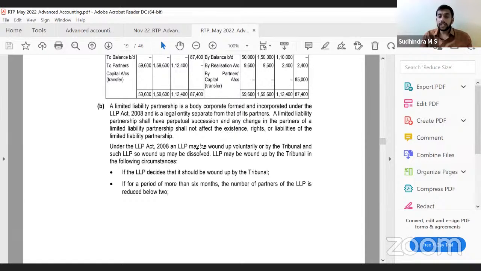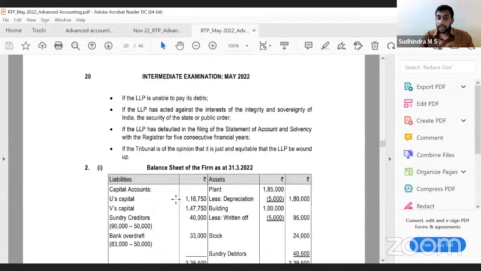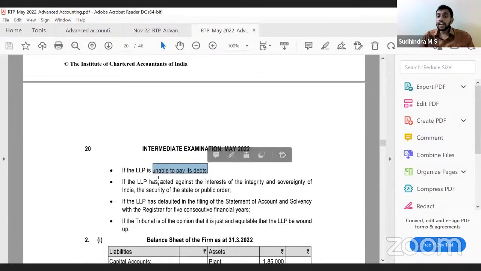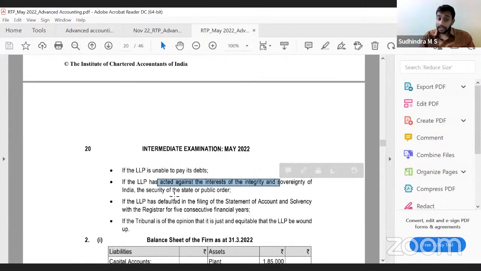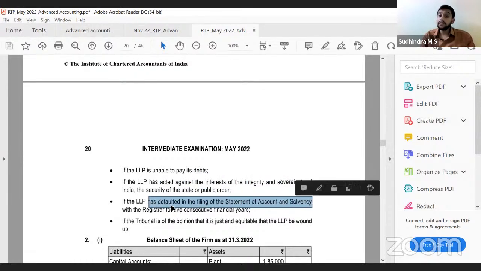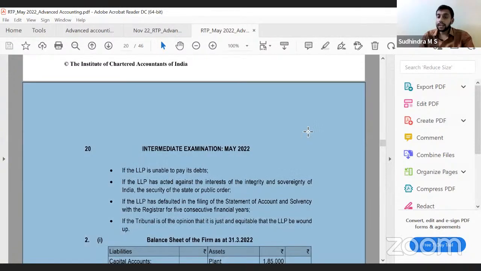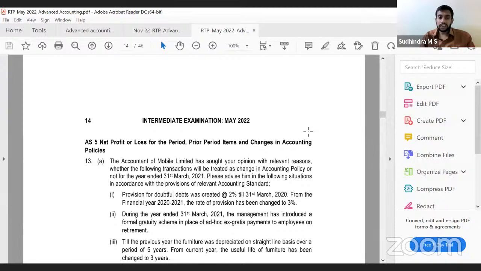Under LLP Act 2008, an LLP may be wound up voluntarily or by tribunal, and such LLP so wound up may be dissolved. LLP may be wound up by tribunal in the following circumstances. If LLP decides that it should be wound up by tribunal, if for a period of more than 6 months, number of partners is reduced below 2, correct? LLP is unable to pay its debt. LLP has acted against the interest of the country, India. LLP has defaulted in filing of statement of account and solvency for 5 consecutive years. And if tribunal is of the opinion that it is just and equitable to wind up the LLP. That's all. These are the points that we have to write.